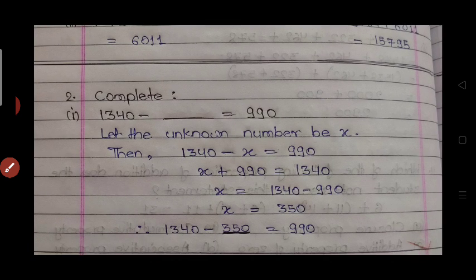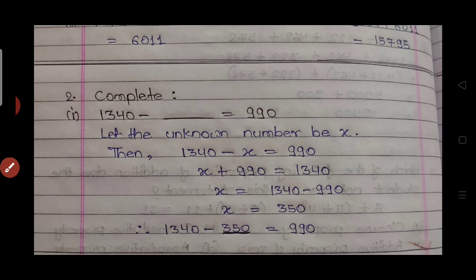The next one is a fill in the blanks question: 1340 minus blank is equal to 990. If a question is given like this, we suppose, we can write x or a, any number. Okay, so here we suppose x, let the unknown number be x. So 1340 minus x is equal to 990.